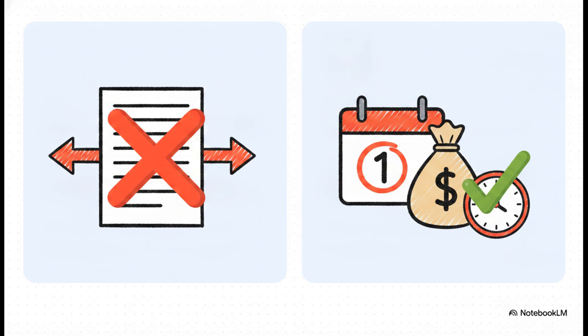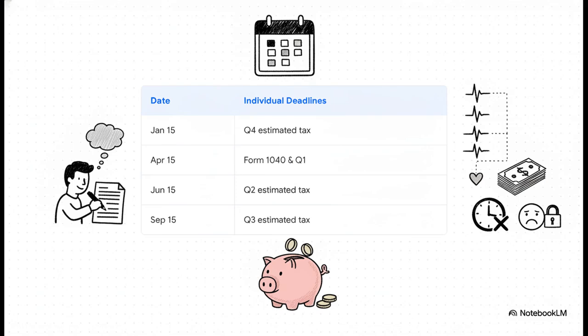An extension to file is strictly for the paperwork. Any tax you owe must be paid by the original due date, which for most of us is April 15th. If you fail to pay by that date, regardless of your filing extension, the IRS will trigger a failure to pay penalty, and interest is going to start compounding right away on your balance. So with that myth totally busted, let's look at the actual calendar for individual taxpayers and investors.